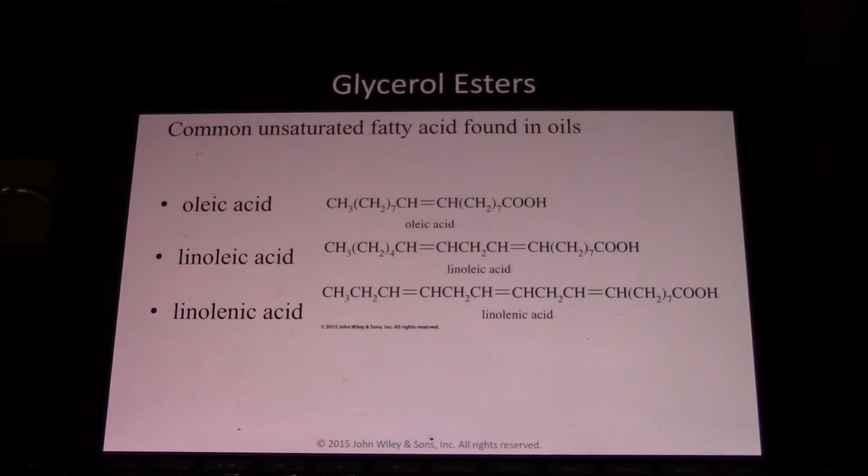Common unsaturated fatty acids found in oils. We have oleic acid, linoleic acid, and linolenic acid, due to the degree of unsaturation.